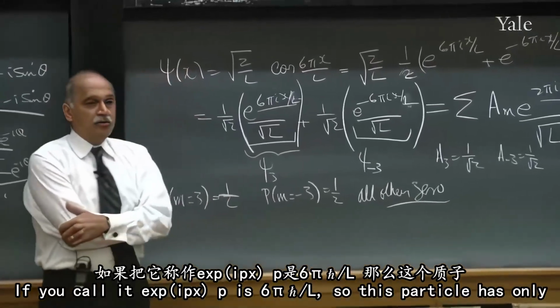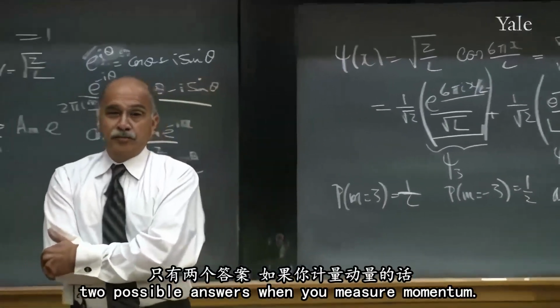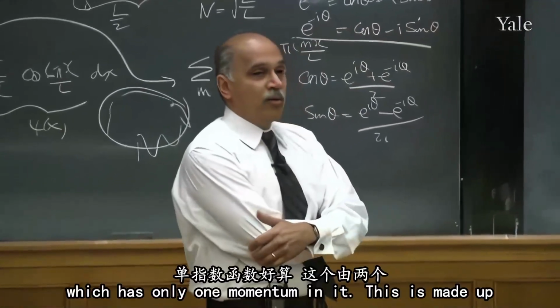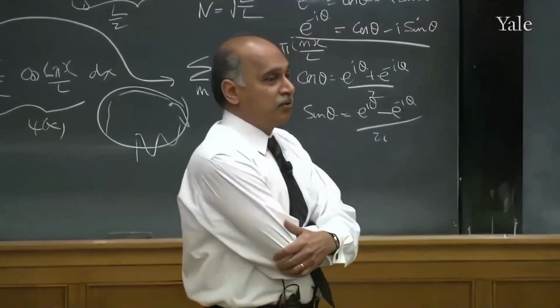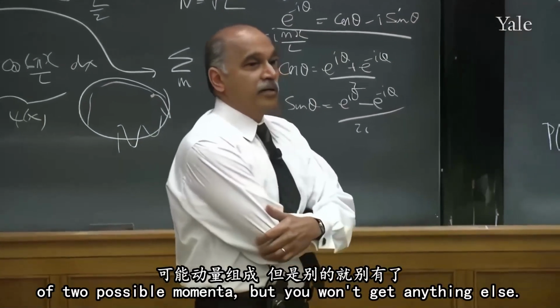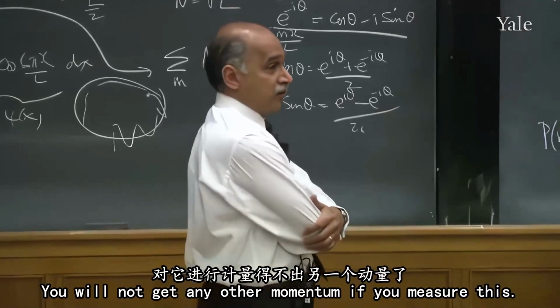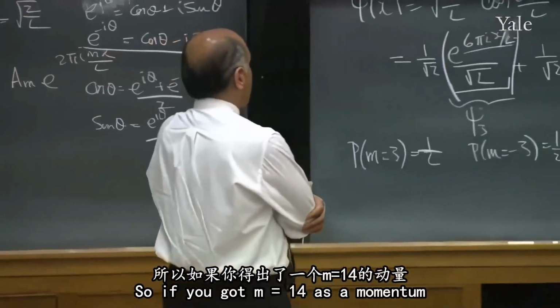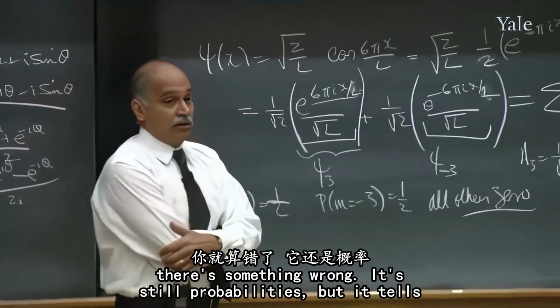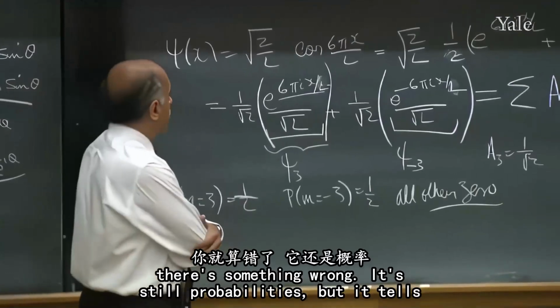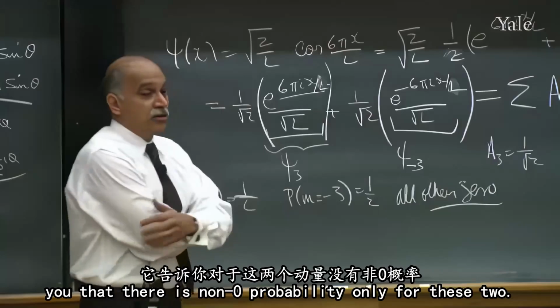So this particle has only two possible answers when you measure momentum. So it is not as good as the single exponential, which has only one momentum in it. This is made up of two possible momenta. But you won't get anything else. You will not get any other momentum if you measure this. So if you got m equal to 14 as a momentum, there is something wrong. Okay? It's still probabilities, but it tells you that there is non-zero probability only for these two.